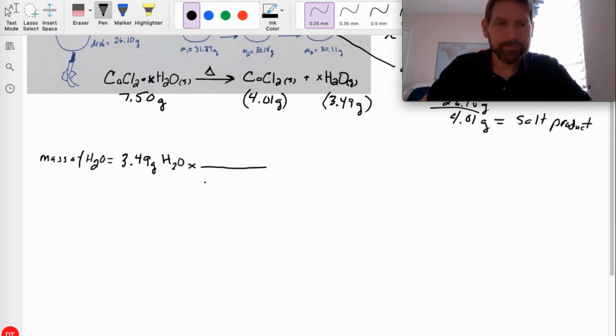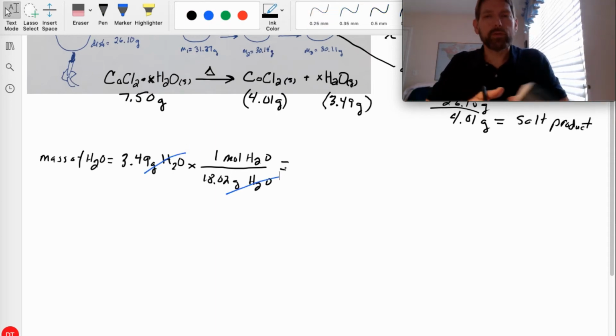Use our molar mass. So what is that? 18.02 grams, right? 18.02 grams of water, and that will be for every 1 mole of water. All right. Remember, it's all about those units. Got to get rid of those units.